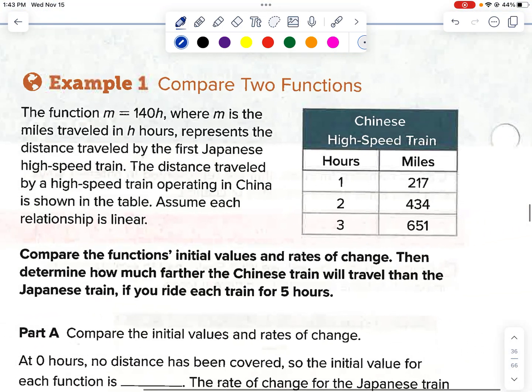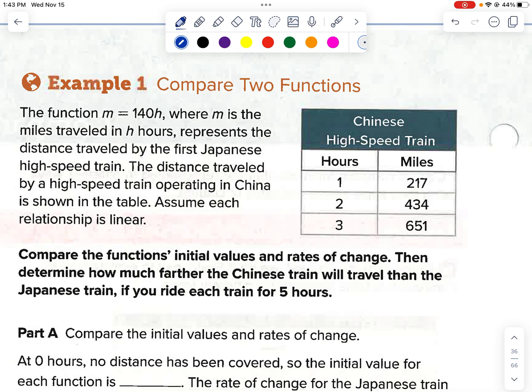Okay, so come over here. The function m equals 140h. I wish they had not used m. M is talking about miles and h is talking about hours. It is not talking about slope. This right here is not slope. I apologize. Do not know why they are using m. Our slope, however, is this number right here.